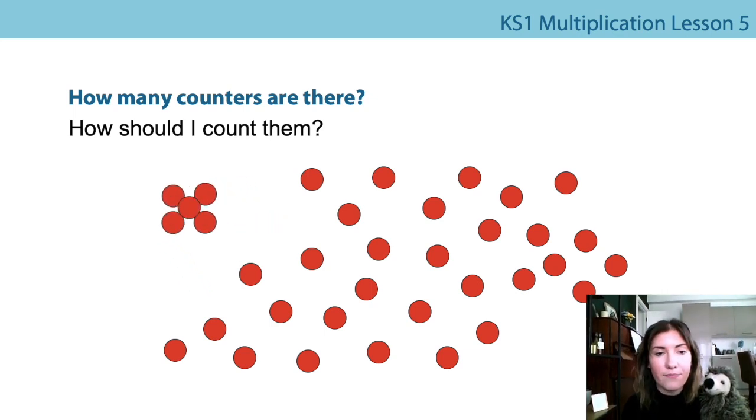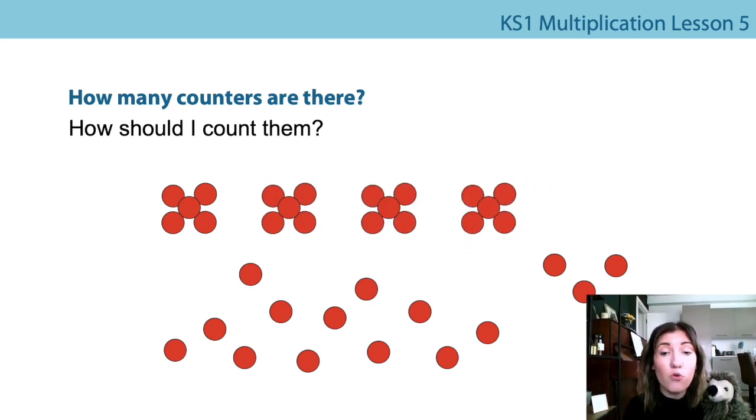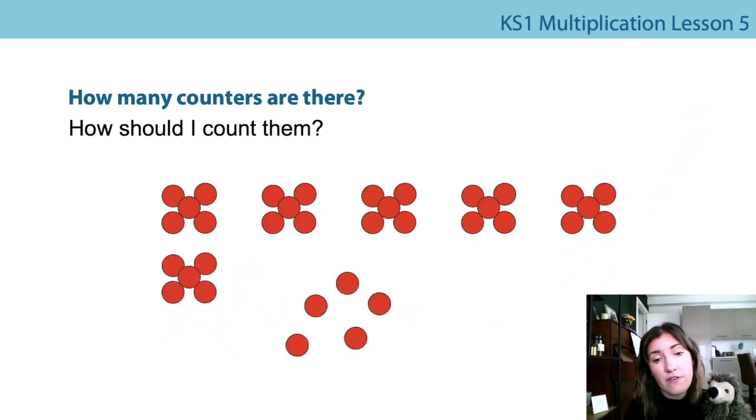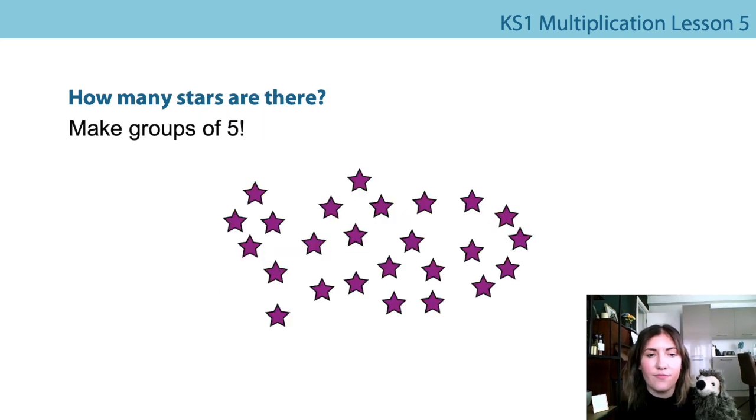1 group of 5, 2 groups of 5, 3 groups of 5, 4 groups of 5, 5 groups of 5, 6 groups of 5, 7 groups of 5. All right, we know we have 7 groups of 5 now, so let's count on together how many we have all together, just counting on in 5s. Ready? 5, 10, 15, 20, 25, 30, 35. 7 groups of 5 is 35.